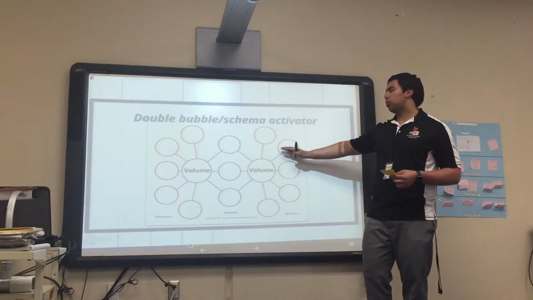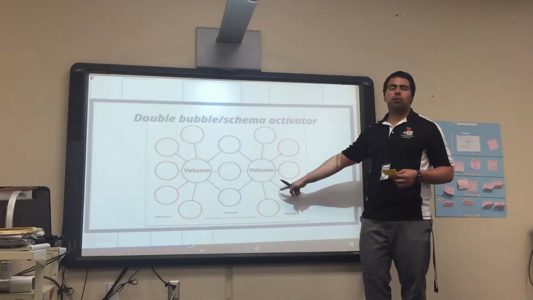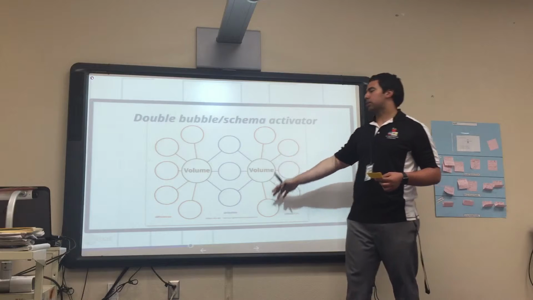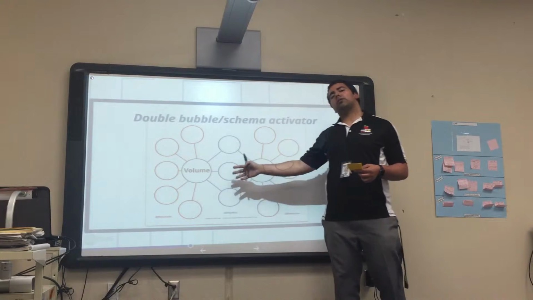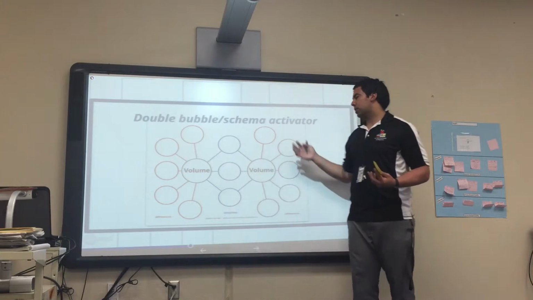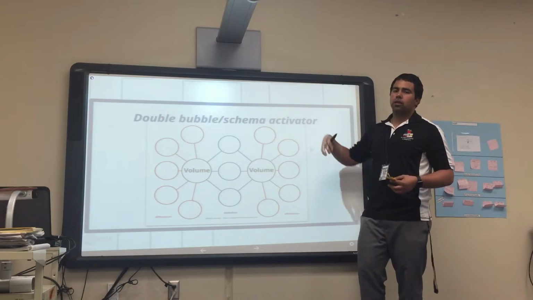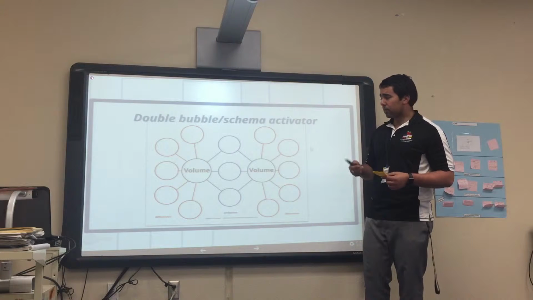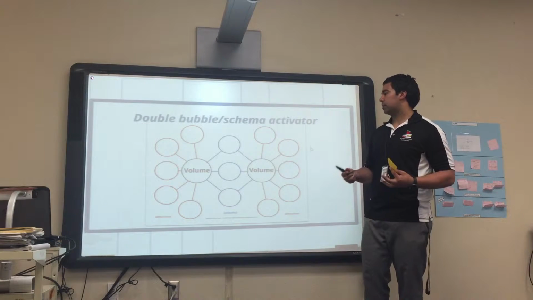What you do in a double bubble, in the outer circles you write the differences of the words. The ones in the middle, you write the similarities. How are they similar? They have the same spelling. How are they different? One talks about sound, the other one talks about the amount of space it occupies.